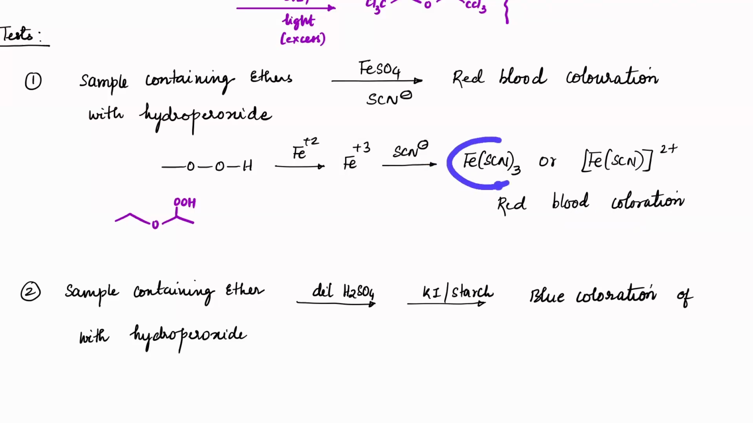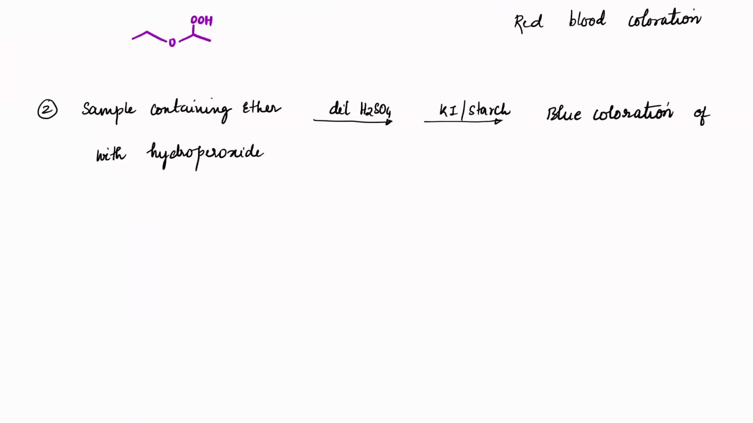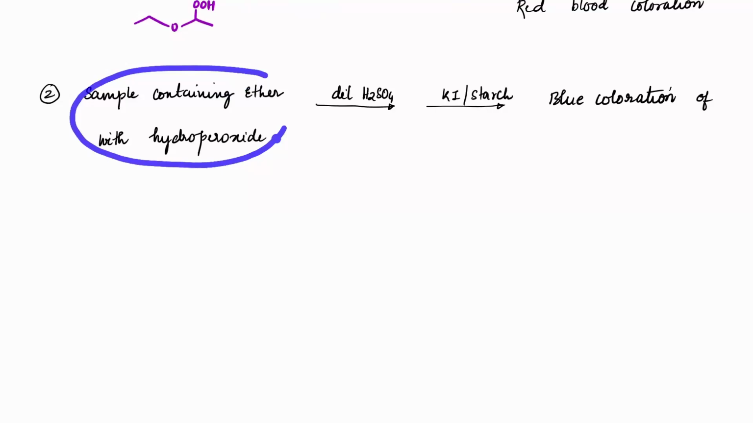So FeSCN3 as a complex, or you can write it as [FeSCN]2+ as a complex. Any of these complex forms you write down, they are all going to be red colored solutions. So you would notice that there is a red coloration observed on the ethers here. Got it? So any sample of ethers with hydroperoxide present, treated with dilute H2SO4 followed by KI.